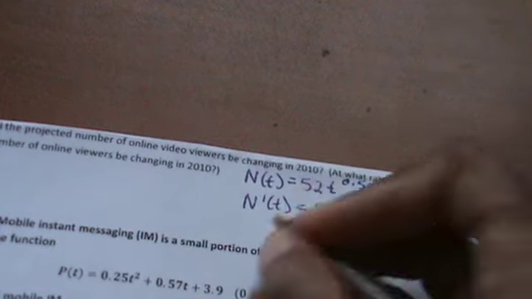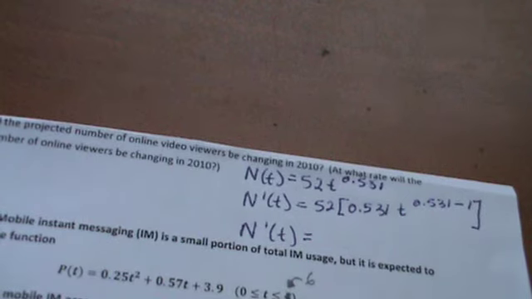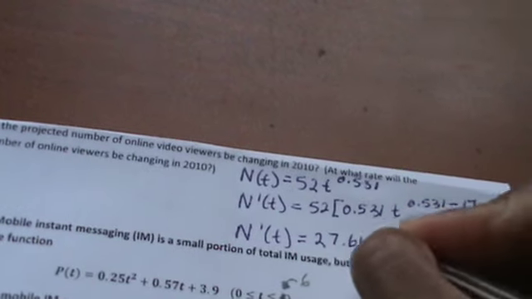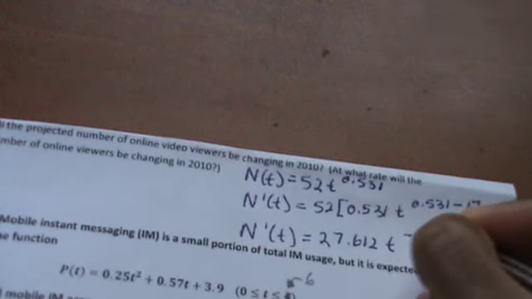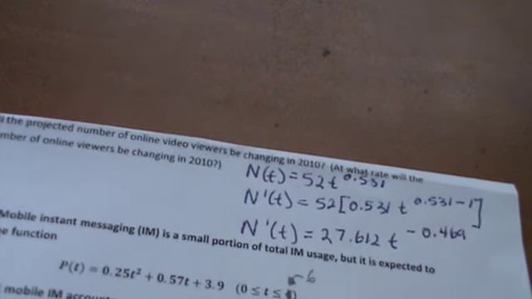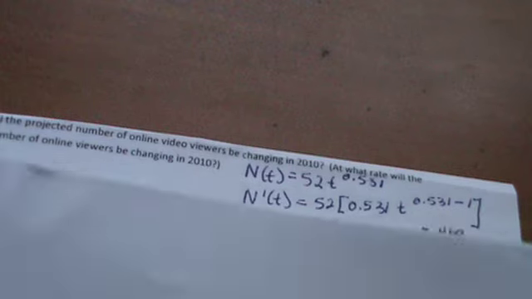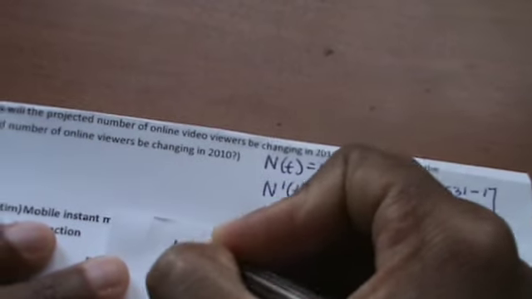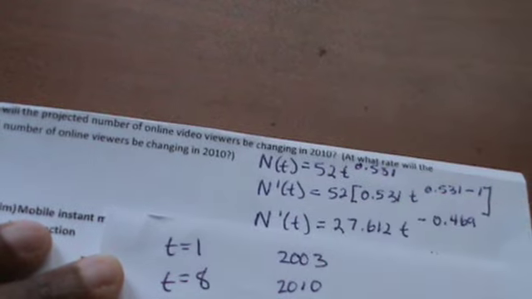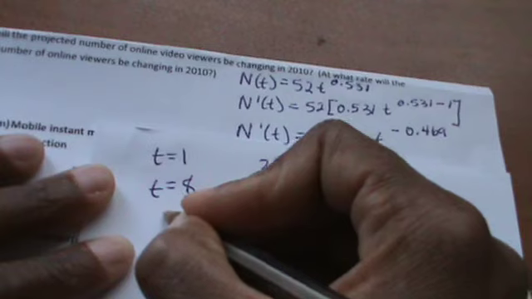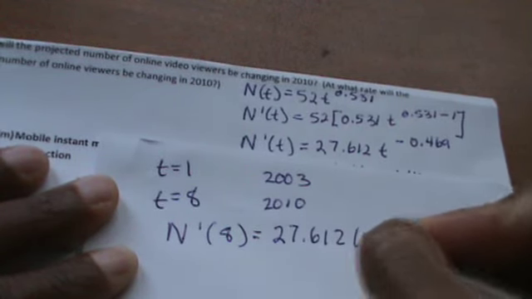All right. So simplifying this, n prime of t equals, let's see, so 52 times 0.531, I got 27.612 t to the negative 0.469 rather. So what I'm going to do now is I'm going to plug the equivalent of 2010 into that problem. All right, this is going to cause me to do a little bit of thinking. So let's see. They said t equals 1 is 2003. So 2010 is 7 years later. That should be t equals 8. Okay, so I'm trying to find n prime of 8.